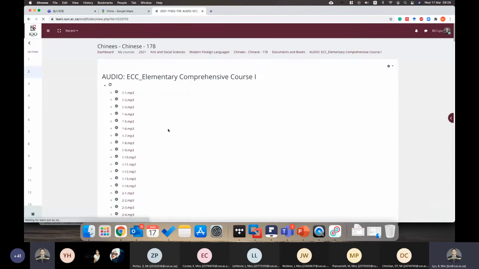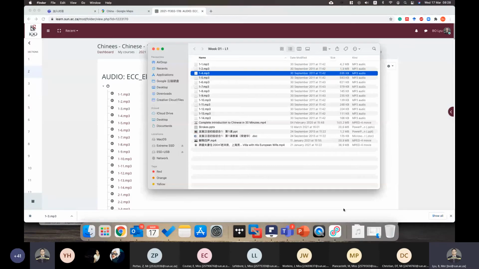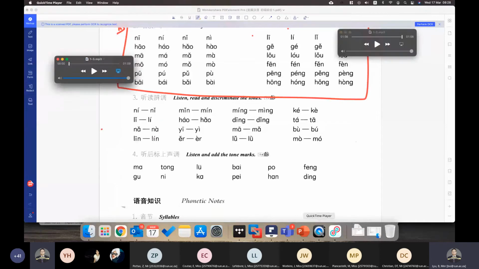Audio elementary, and this is the one that's missing, and let's just click that and it will download. Now let's listen to those.